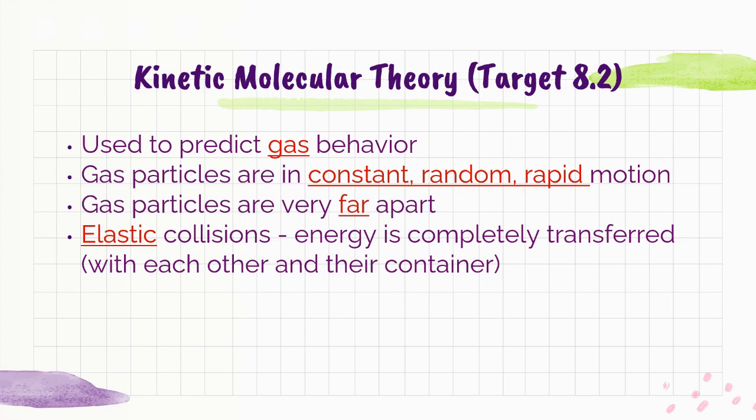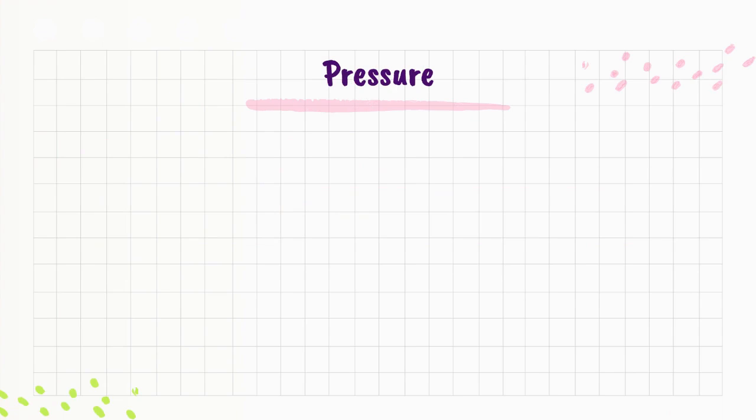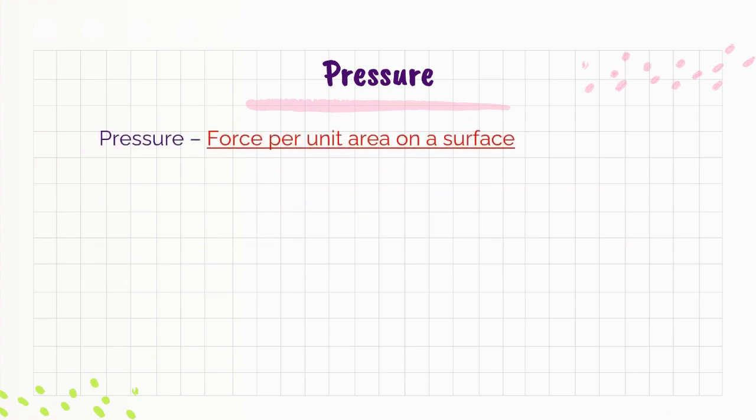Speaking of collisions, that leads us into pressure. By definition, pressure is the force per unit of area on a surface. So if we wanted to put that into a formula, pressure would be equal to force over area. This is our force, this is the area, and P stands for pressure. We can see that if we increase the area, the denominator, the pressure is going to decrease.